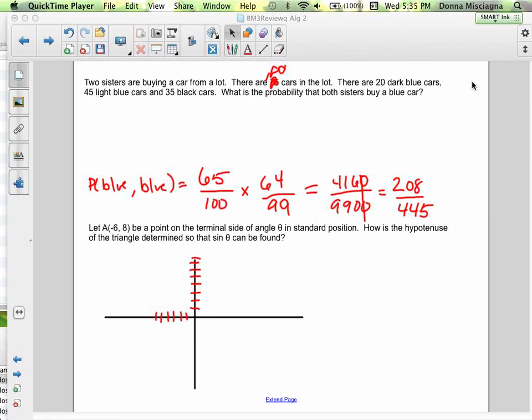Two sisters are buying a car from a lot. There are 100 cars in the lot. There are 20 dark blue cars, 45 light blue cars, 35 black cars. What is the probability that both sisters buy a blue car?